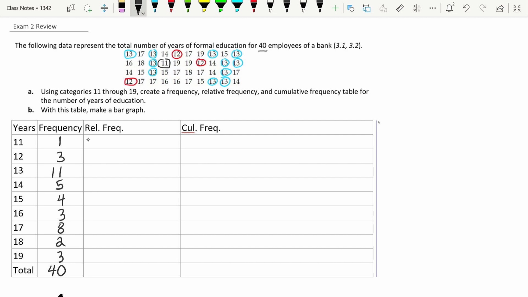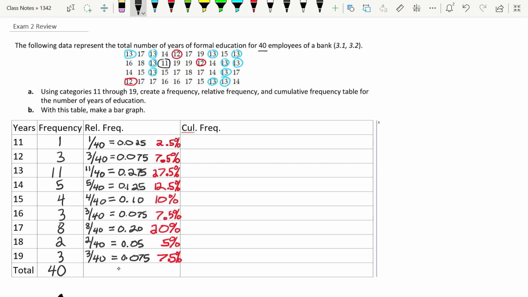Now for relative frequency, we take the frequency and divide it by the total. So for the relative frequency of 11, we take its frequency of 1 and divide it by 40. As a decimal, that's 0.025, or that would be 2.5%. For 3, we do 3 divided by 40, which as a decimal is 0.075, or 7.5%. We just go through and do this for every frequency divided by 40, and write the decimal for those.